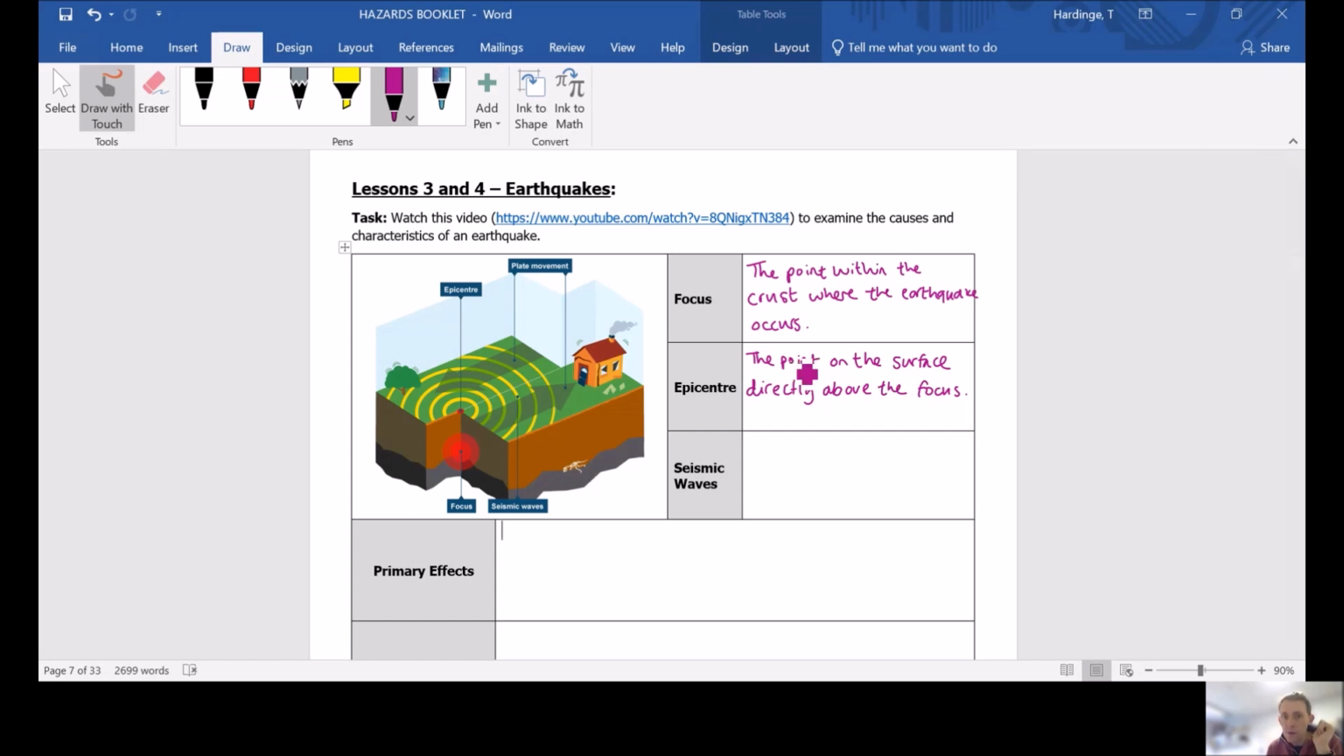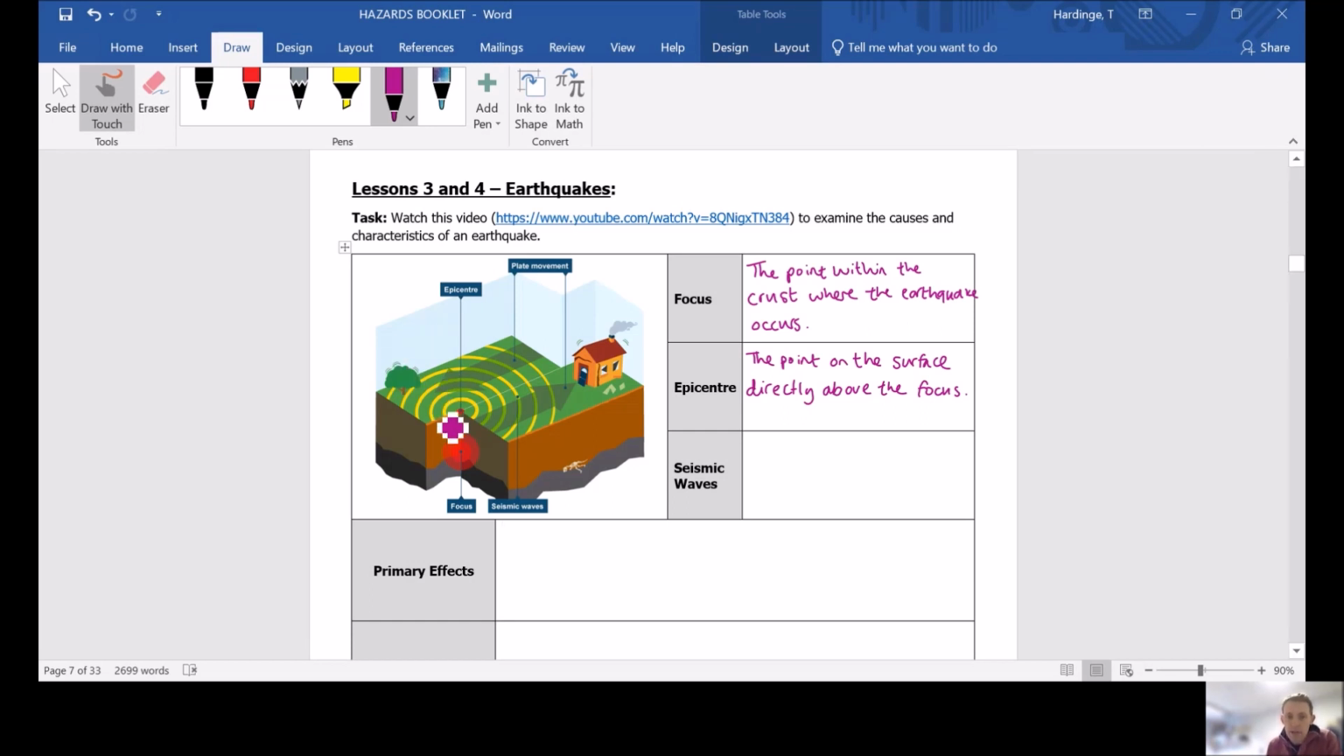Now, very often when you hear about earthquakes being reported in the news, they talk about the location of the epicenter, and that's because it's a point on the Earth's surface that we could relate to in terms of how far away it is from a particular town or city. So the energy is released from the focus, and the epicenter is an imaginary point directly above that focus on the surface of the Earth.